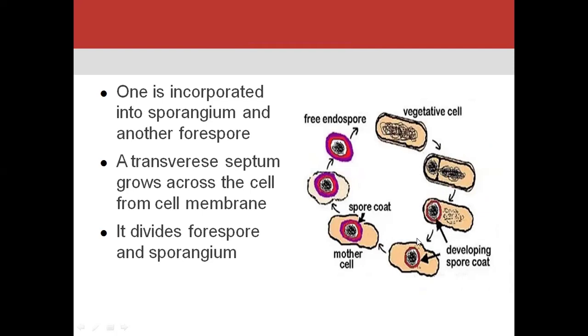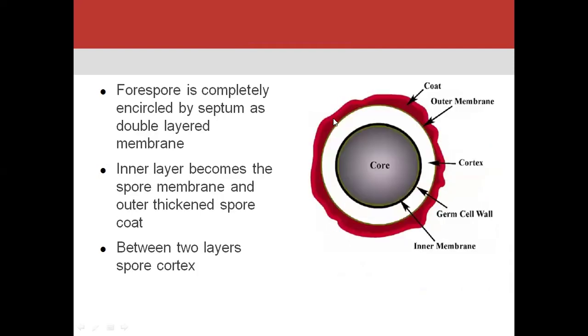A transverse septum grows across the cell from the cell membrane, and it divides the forespore and the sporangium. This forespore is completely encircled by the septum as a double layer membrane. The inner layer becomes the spore membrane and the outer becomes the spore coat. Between these two layers, the spore cortex is formed.